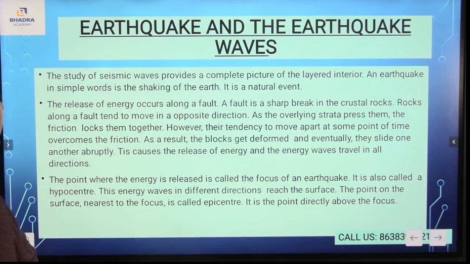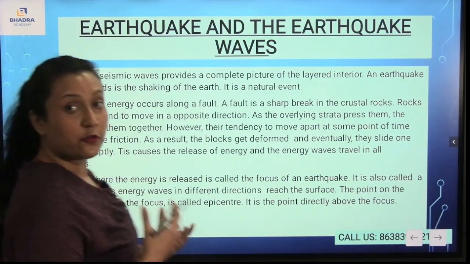Now, the release of energy occurs along a fault. A fault is a sharp break in the crustal rocks. Rocks along a fault tend to move in the opposite direction as the overlying strata press them. The friction locks them together. However, their tendency to move apart at some point overcomes the friction.